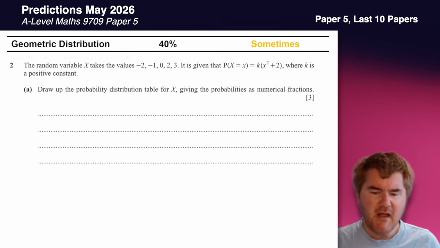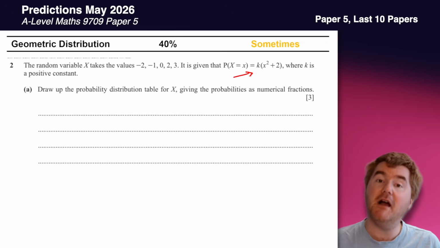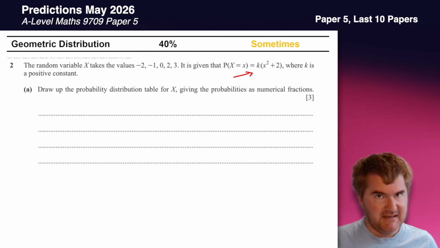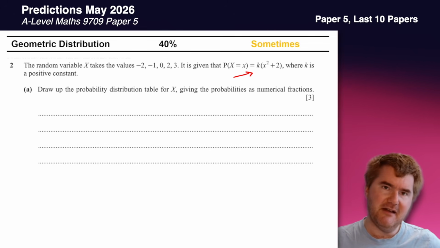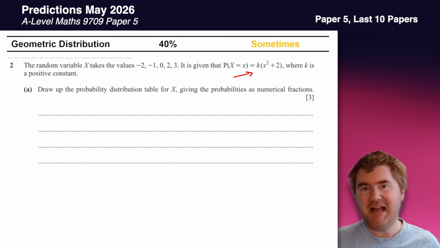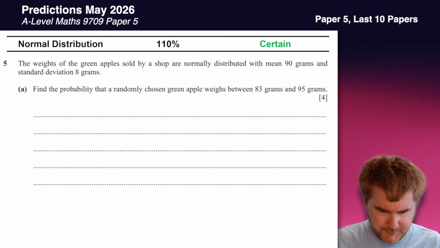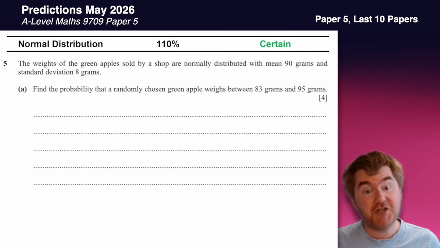Geometric distribution, again, it's usually involved with discrete random variables. I've separated it out slightly, but it involves some kind of relationship that's given in the question. But generally, if you've got a geometric distribution and discrete random variables together, that usually adds up to certain in some way. Then on to normal distribution, which I just mentioned.